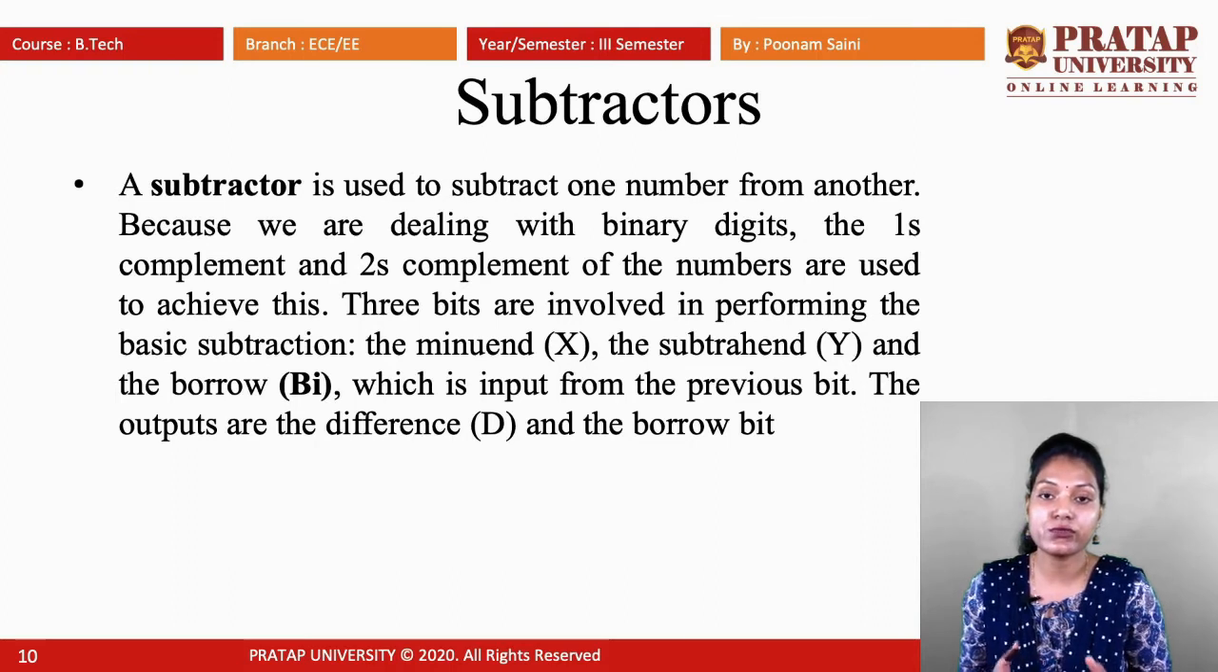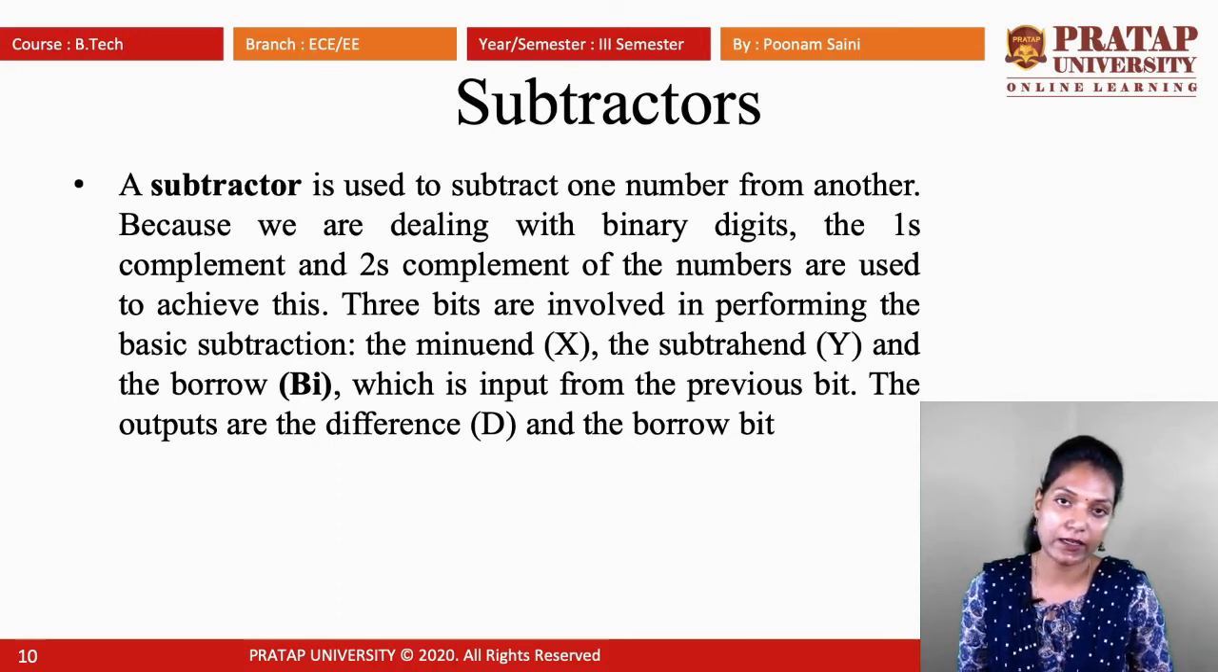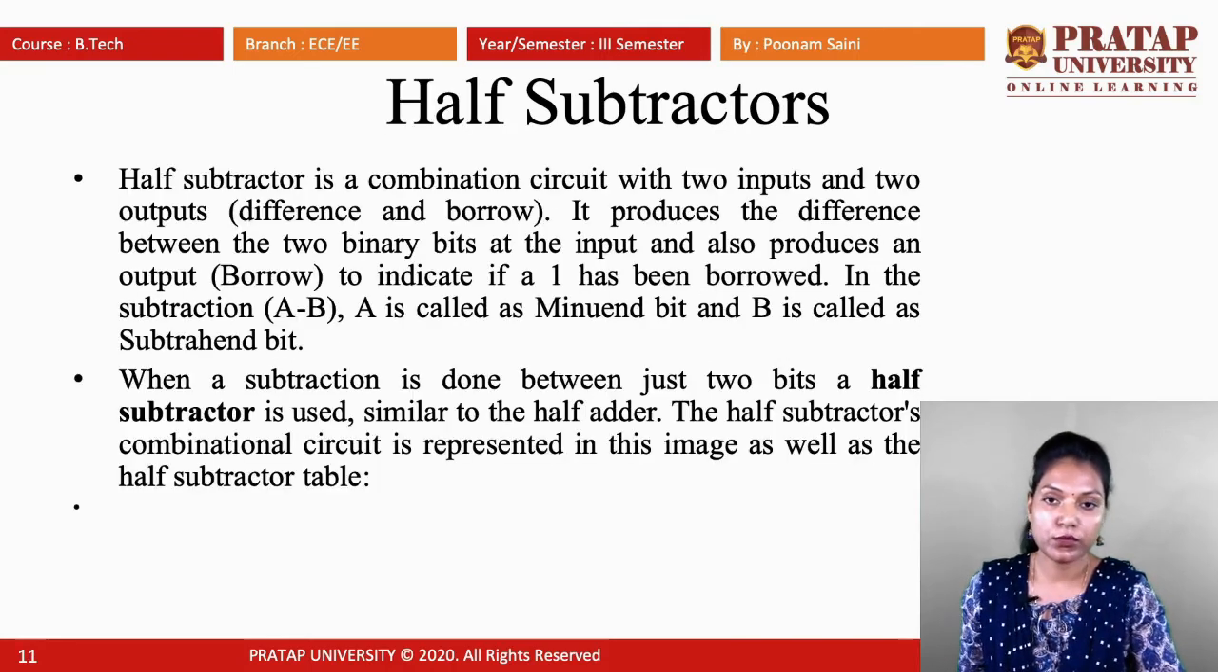A subtractor is used to subtract one number from another. Because we are dealing with binary digits, the 1's complement and 2's complement of the number are used to achieve this. 3 bits are involved in performing the basic subtraction. Like in the adder there is a sum and a carry, similarly in the subtractor there is a difference and a borrow. A subtractor is a combinational circuit with 2 inputs and 2 outputs. It produces the difference between the 2 binary bits at the input and also produces an output to indicate if a 1 has been borrowed.